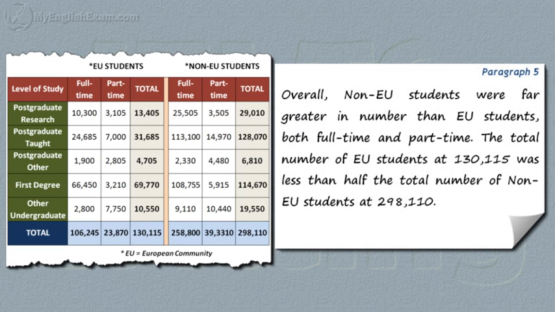Overall, non-EU students were far greater in number than EU students, both full-time and part-time. The total number of EU students at 130,115 was less than half the total number of non-EU students at 298,110.